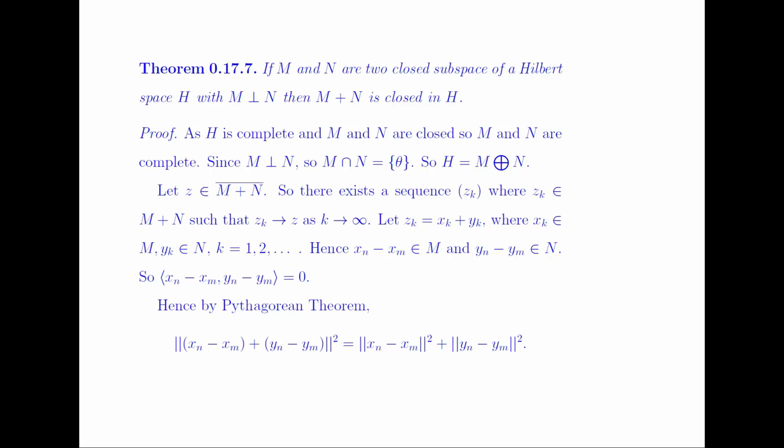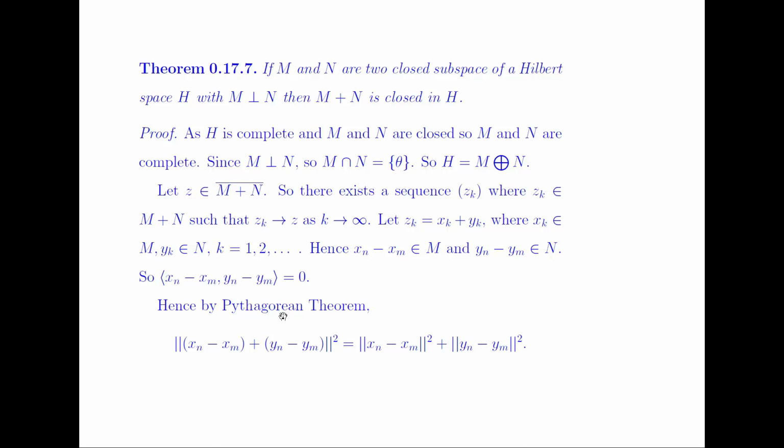So let z belong to the closure of M + N. Then there exists a sequence zk in M + N such that zk converges to z. Let zk = xk + yk, where xk belongs to M and yk belongs to N. Hence xn − xm belongs to M and yn − ym belongs to N, so the inner product of xn − xm and yn − ym is equal to 0.